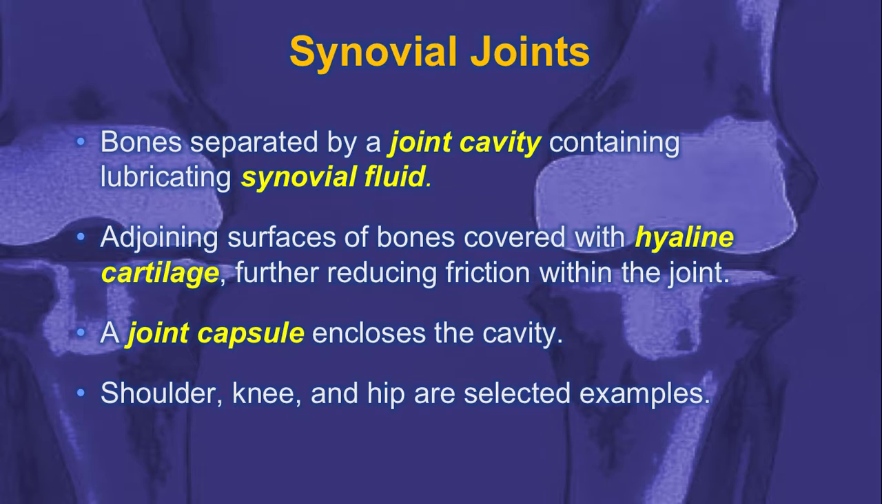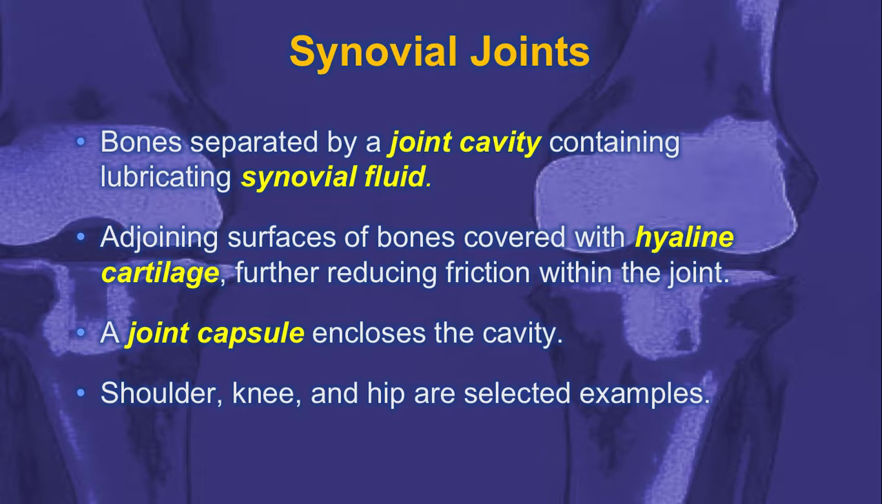So what makes the synovial joint special? The bones are separated by a joint cavity that contains synovial fluid. Okay, so there's a little opening in there. The adjoining surfaces of the bones, so the end of one bone, the end of the other, are covered with hyaline cartilage that reduces the friction. So if you've got two bones rubbing up against each other, we want to do everything we can to make it glide smoothly. So the fluid helps, and we also have that smooth hyaline cartilage there that helps as well. If you start breaking down the cartilage, you can begin breaking down the bone as well. Okay, so we need that cartilage to be good.